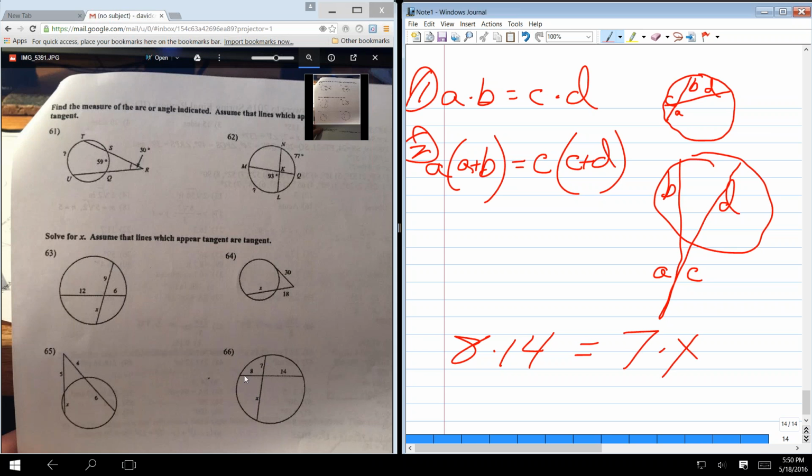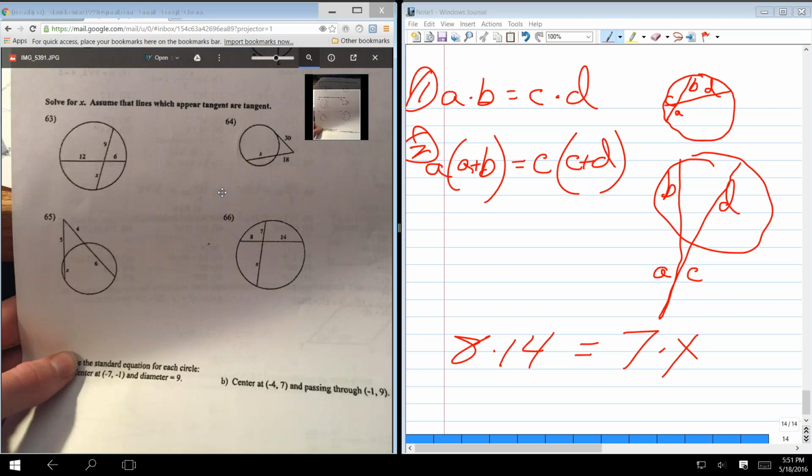Intersecting chords are the easiest to do. Much easier than 65 or 64. Because this one you have to do 18 times 18 plus x equals 30 times 30.